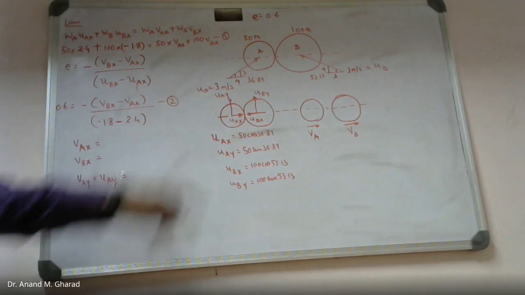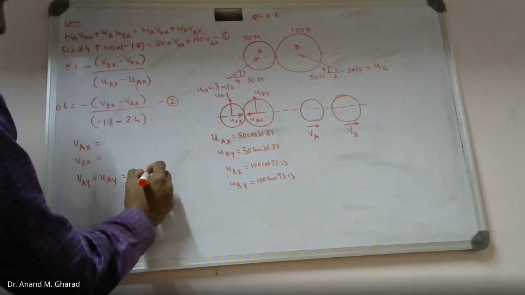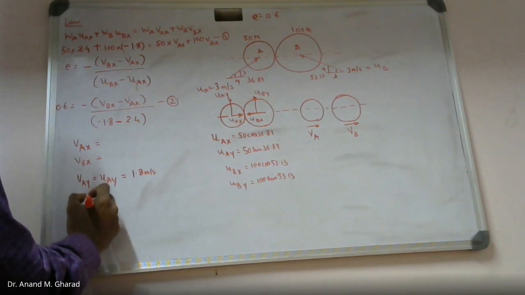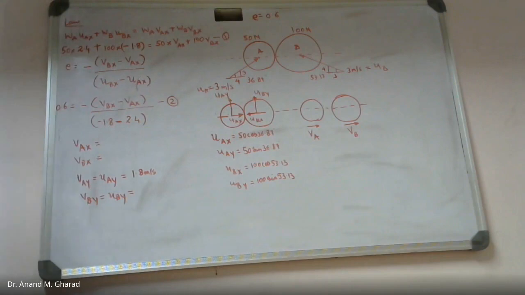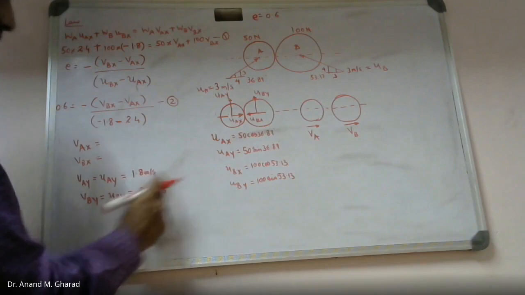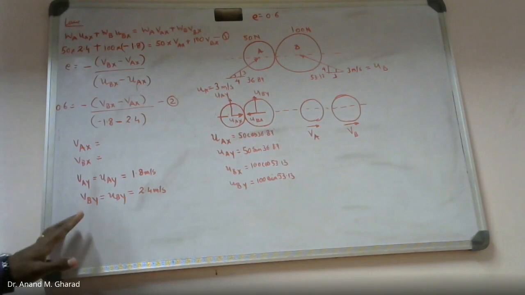So the value of UAY, that initial velocity value, I am getting it to be 1.8 meter per second, and VBY will be equal to UBY, which I am getting it to be 2.4 meter per second. And since both are in the positive y direction, this will again be positive y direction.